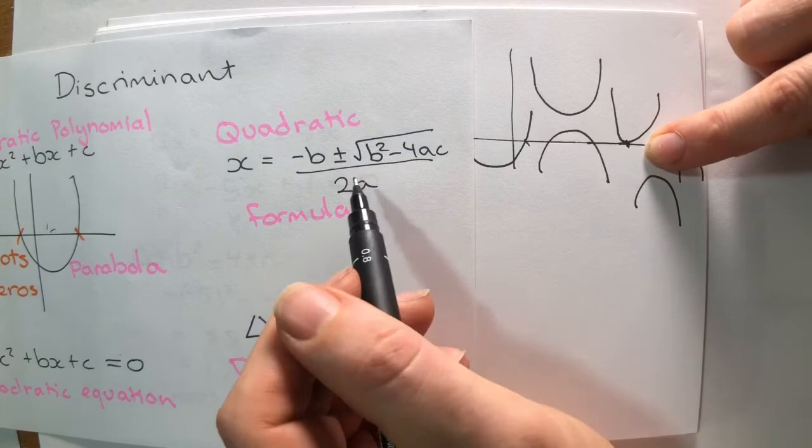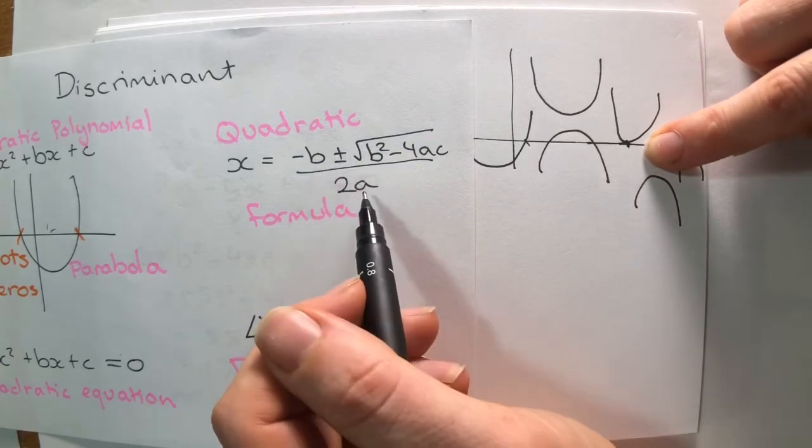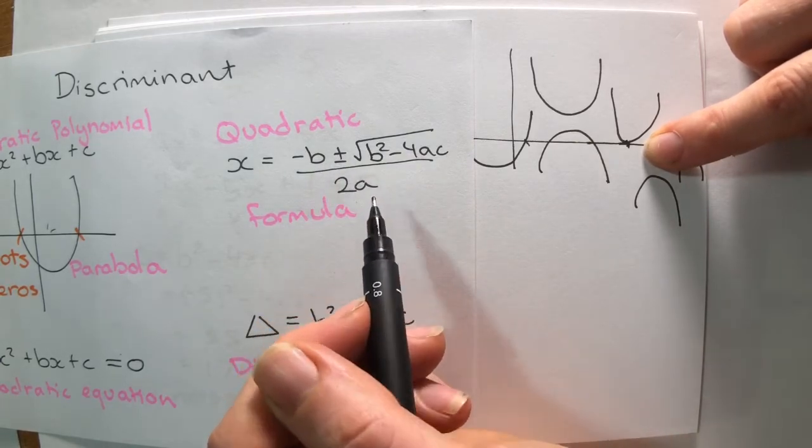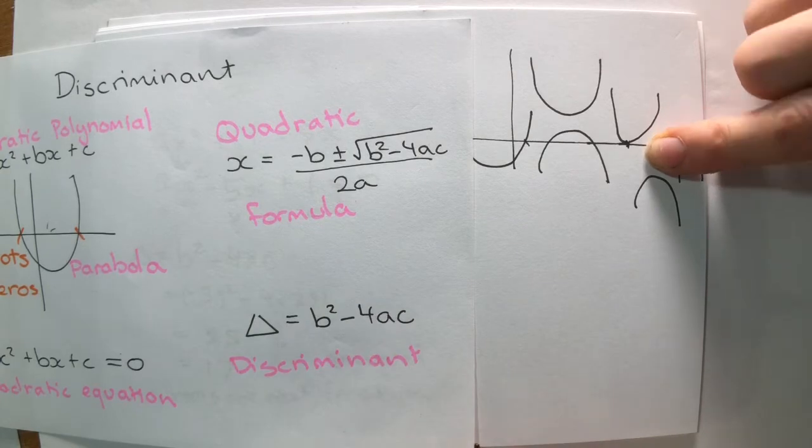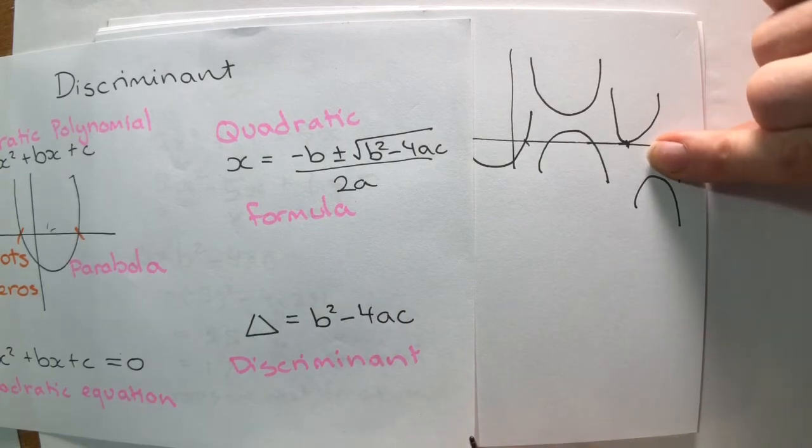And we expect there to be 2 answers, but if both answers come out like this, there's only one answer. So we say they're real and equal rather than saying there's one root. I don't know why. It's just one of those silly maths things.